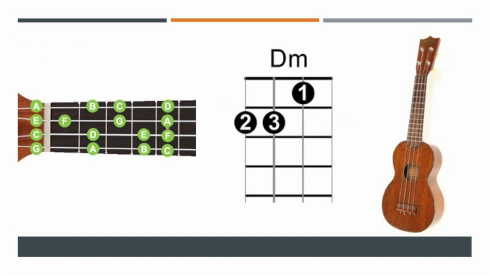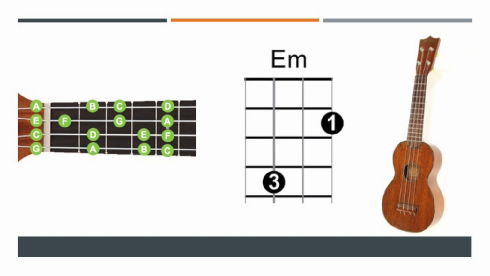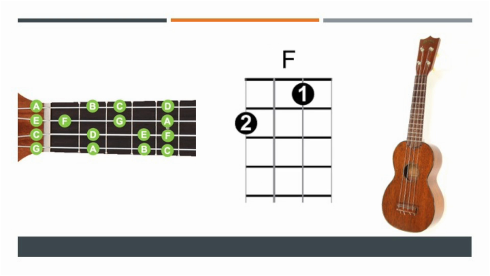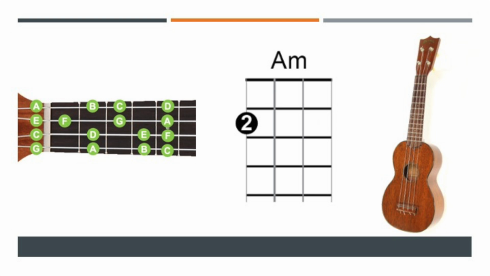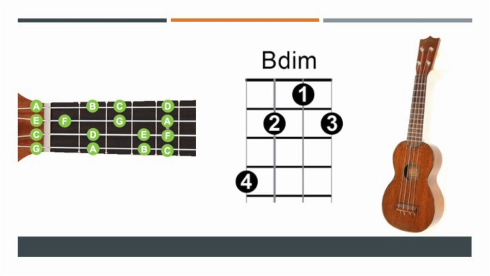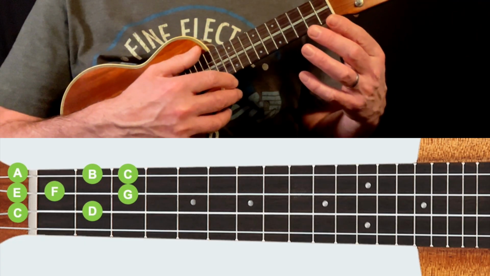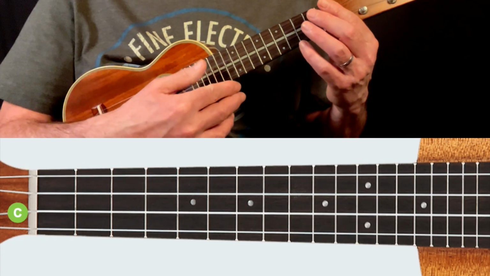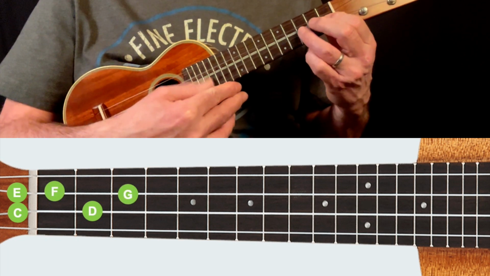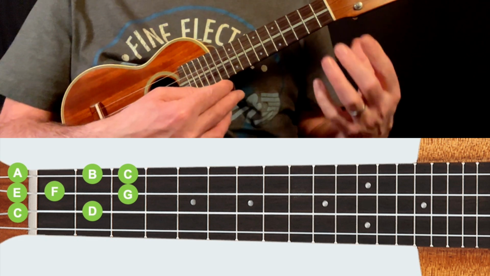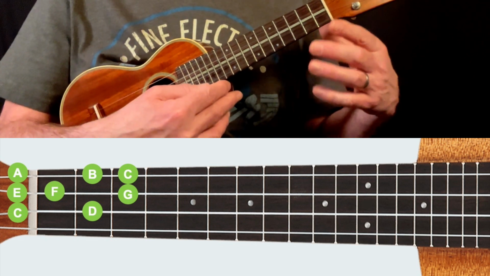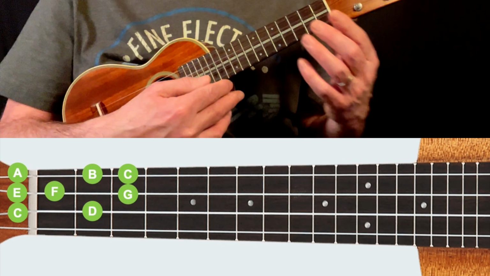D minor, E minor, F major, G major, A minor, and finally B diminished. So now try harmonizing the notes of the C major scale by playing each of these chords one after the other in place of the individual scale notes, like so.